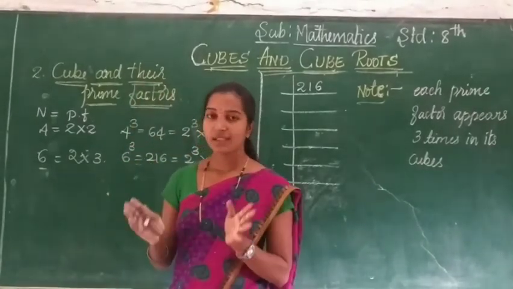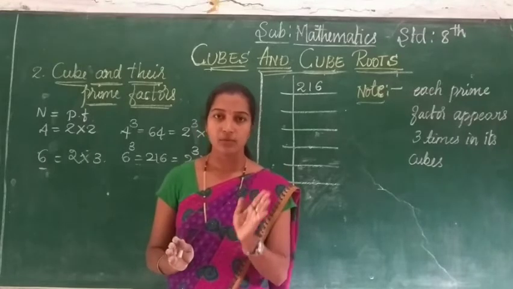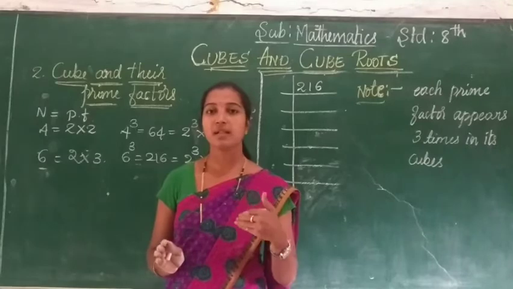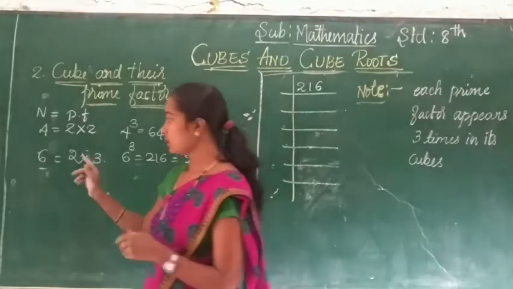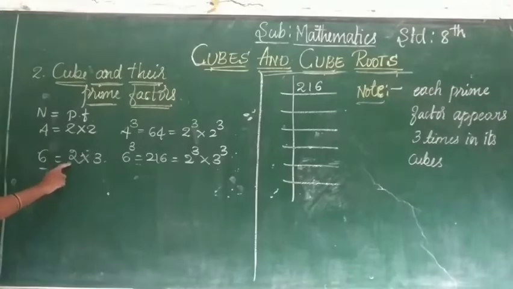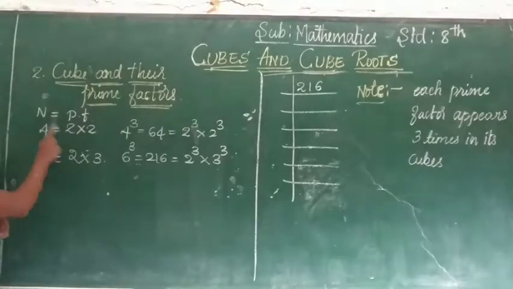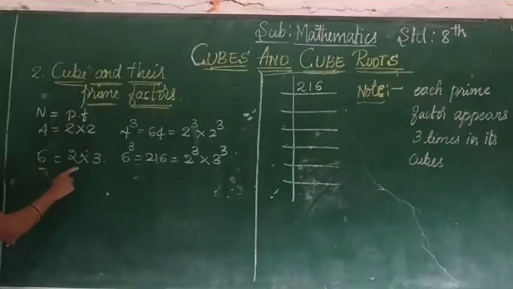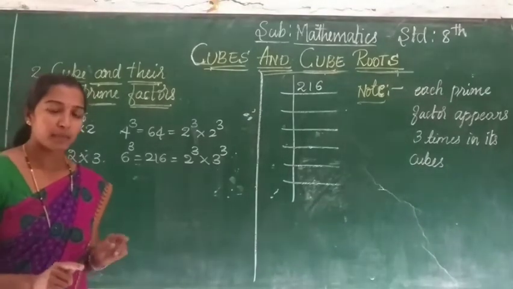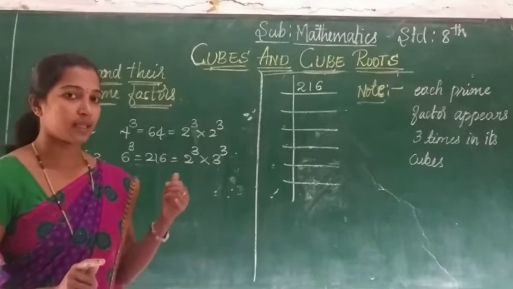The bigger number is written in the form of smaller numbers multiplied together. Now we see here 6 is a number, and it is also like this: 2 into 3. Number and then prime factors. Prime factors. And listen here, the word prime is there.